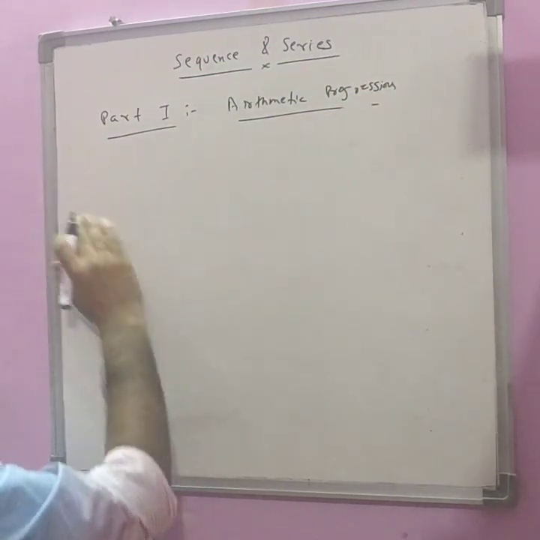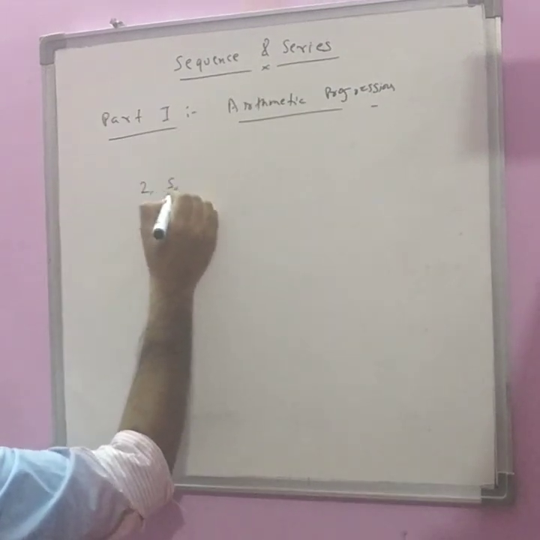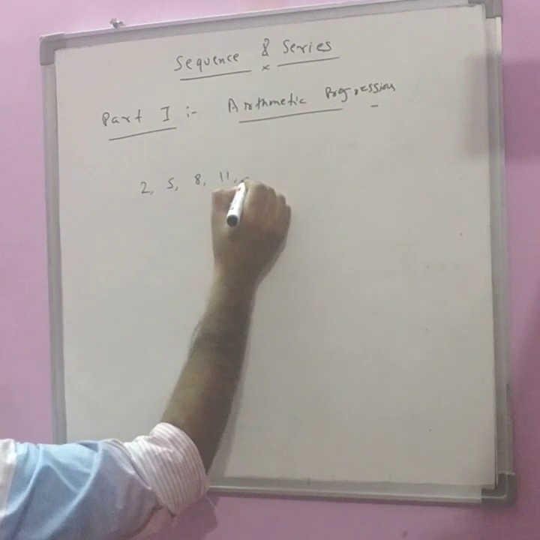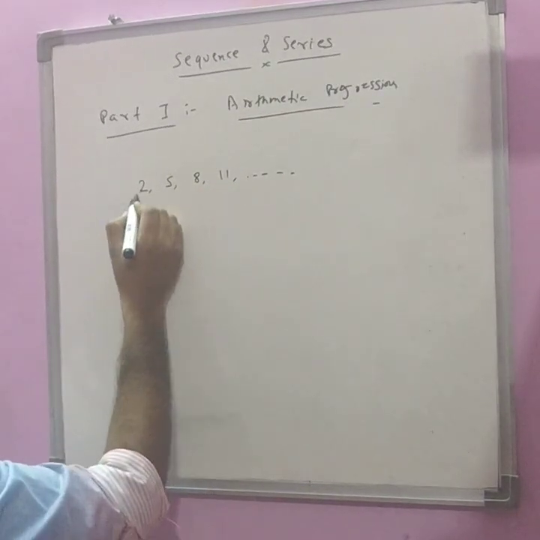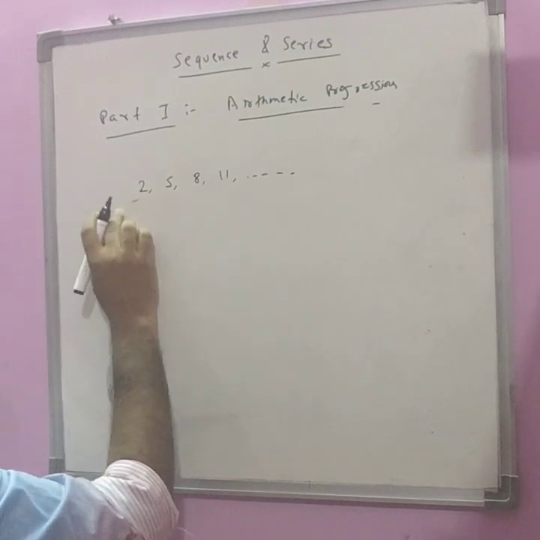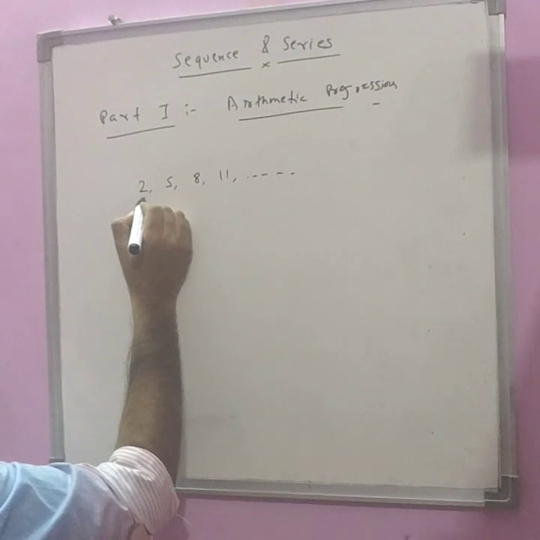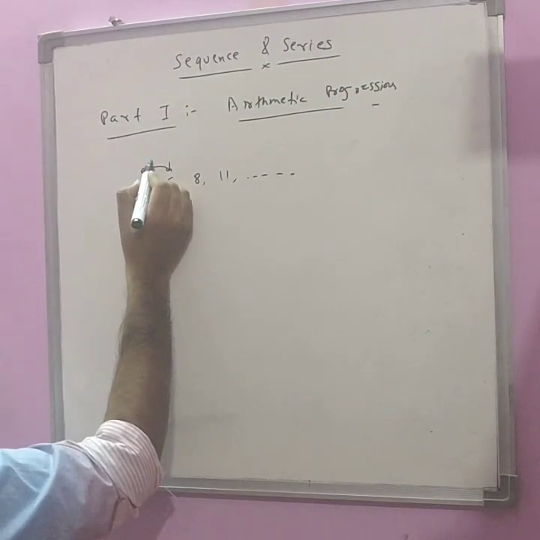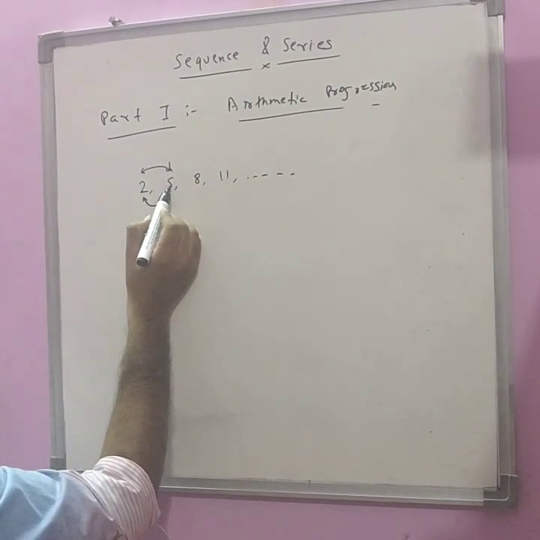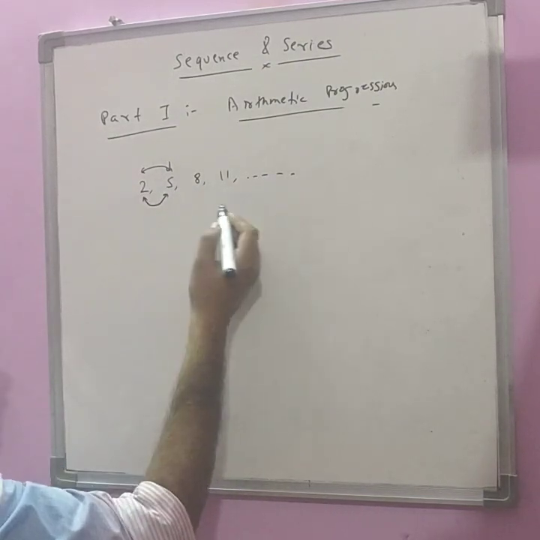We have different kinds of series. As an example, I take 2, 5, 8, 11 and so on. So this is an AP series. What is the main thing in AP? That we have a common difference in every two terms. What is common difference? Like 5 minus 2, any term minus the previous term, the difference is called the common difference. Like 5 minus 2 is 3, and we will get the same common difference in every two terms.